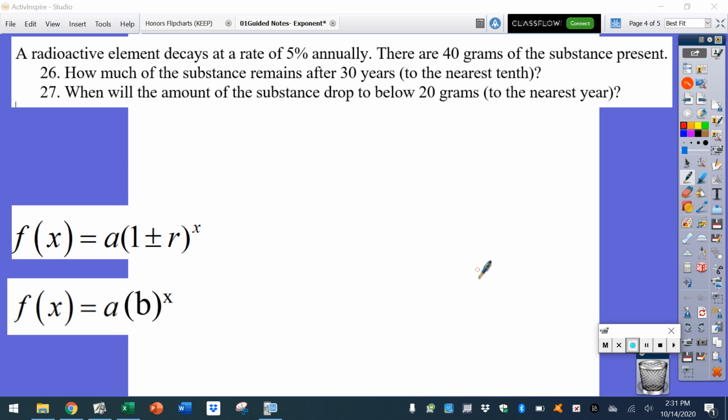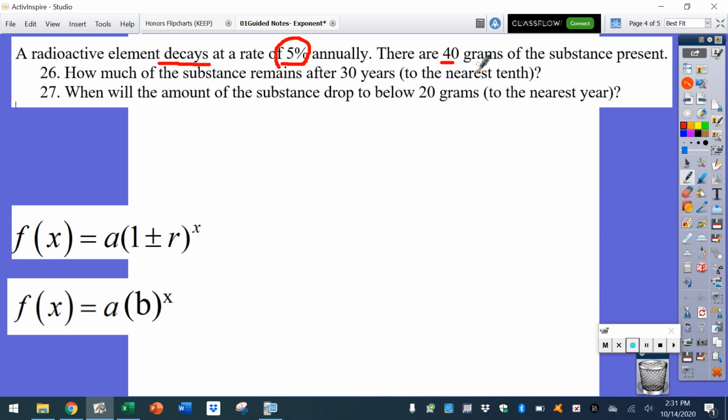Today we're looking at problem 26 and 27, and it says a radioactive element decays at a rate of 5% annually. There are 40 grams of the substance present. How much of the substance remains after 30 years to the nearest tenth? I'm going to read it again, looking for potential information. The element decays at a rate of 5% annually, and we know that we have 40 grams at the beginning.